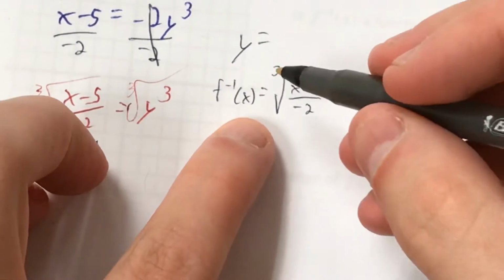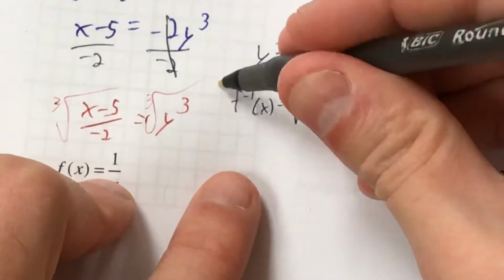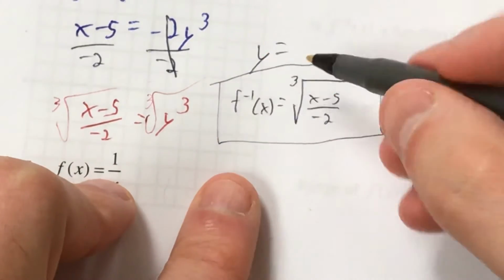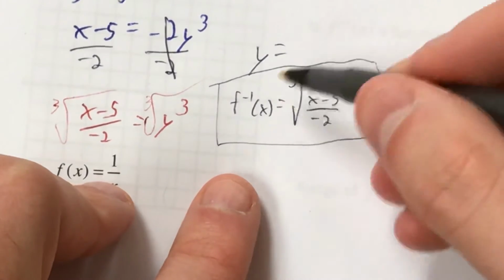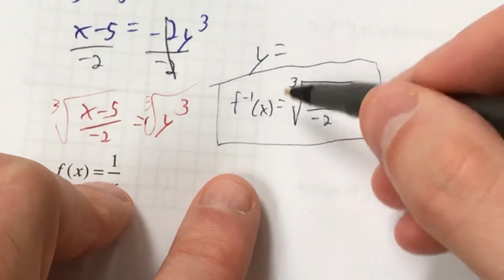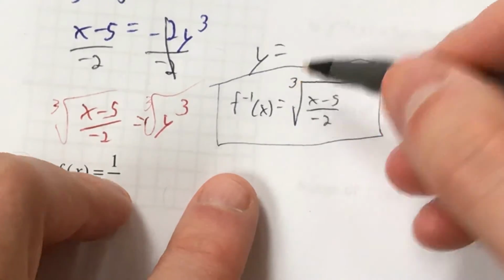Note that you do not need a plus or minus in this case. You only need pluses or minuses if it's an even root, like a square root, a fourth root, a 6, an 8, a 10th root. Those require a plus or minus, but any odds do not.